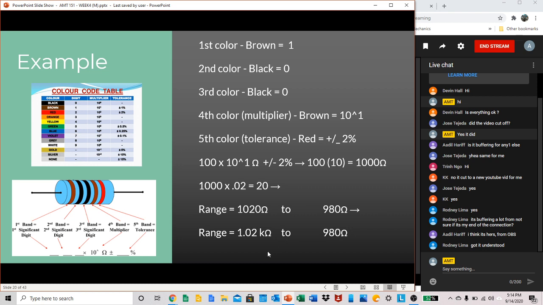But we can take that even further and make that into 1.02 kiloohms.